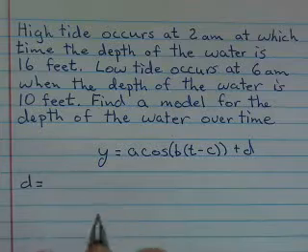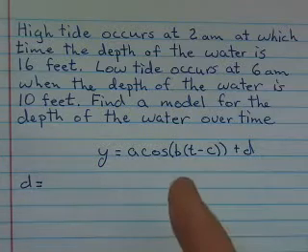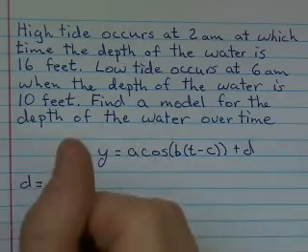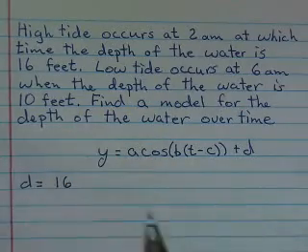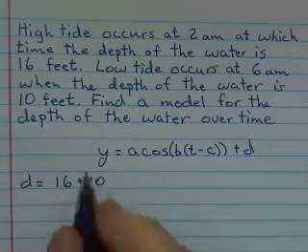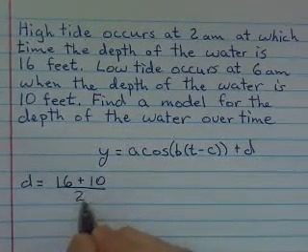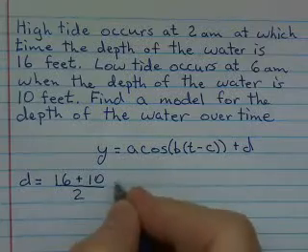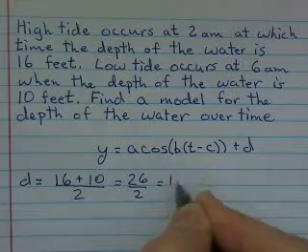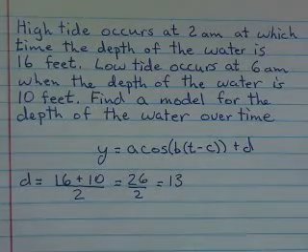Now D is going to be the mean depth of the water. So we take the high point, which is 16, and the low point, which is 10. We add those together and divide by 2 to get the average. So we get 26 divided by 2, which is 13. So we have the D part.